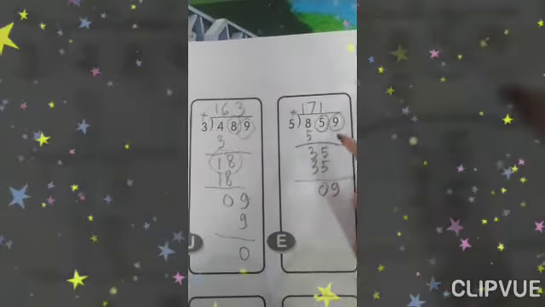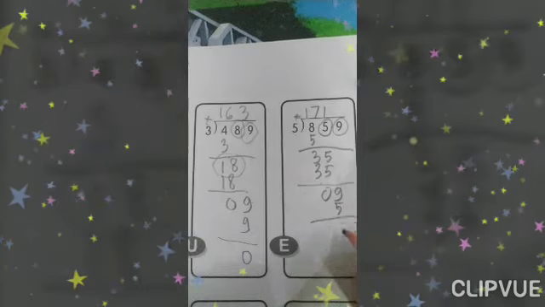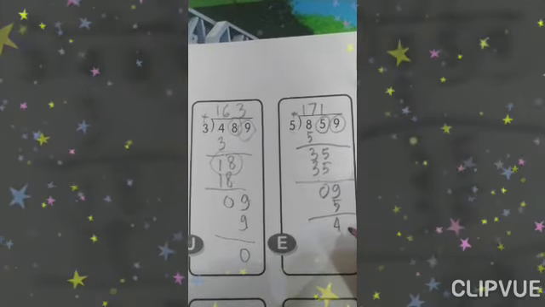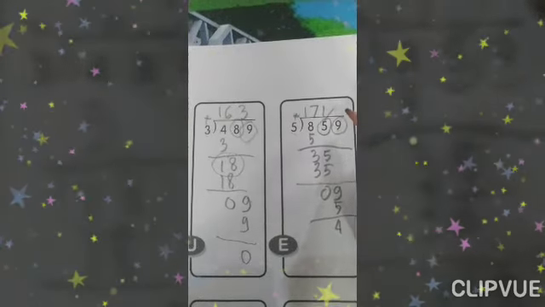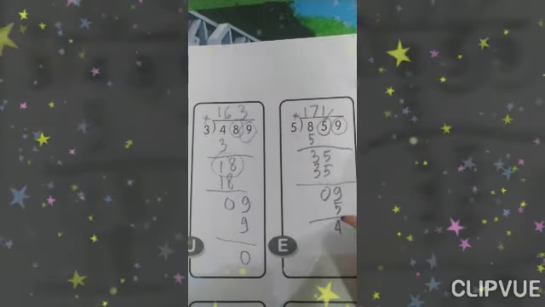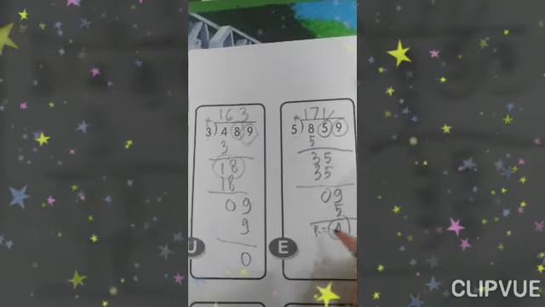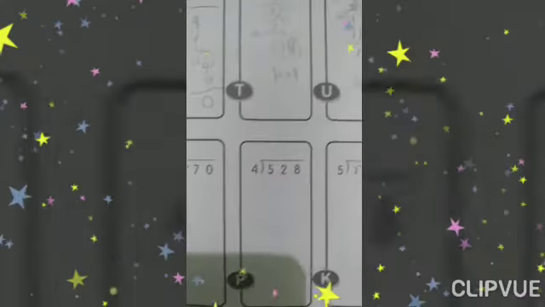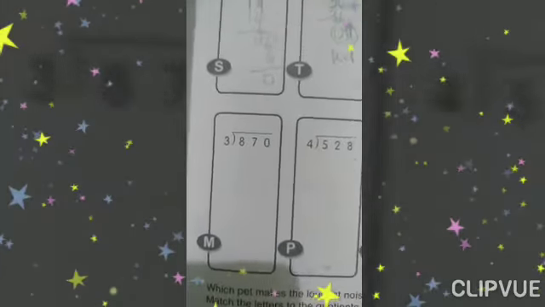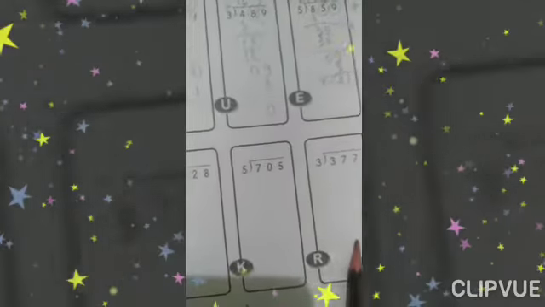5 times 1 equals 5. 9 minus 5 equals 4. Okay, the quotient is 171 and the remainder is 4. Okay, and then you can try doing this one and this one by yourself.